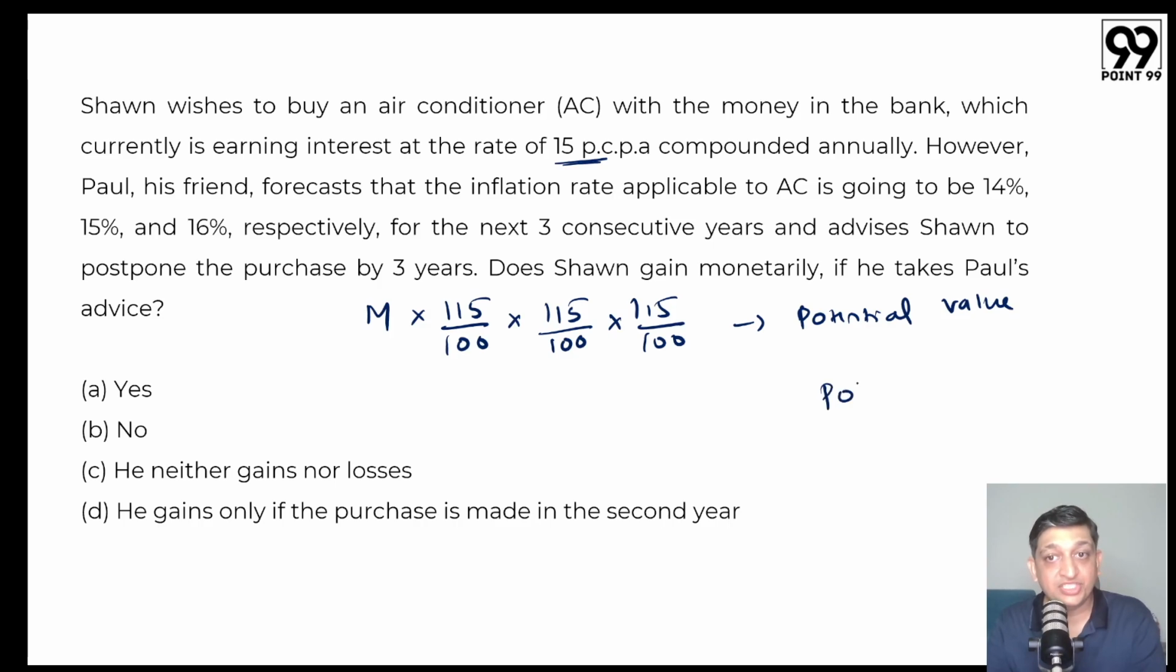And what about the potential price? If we look at the potential price of the AC 3 years down the line, so today if he buys the AC, then he will have to pay the same amount that he has. But what is going to happen next year?